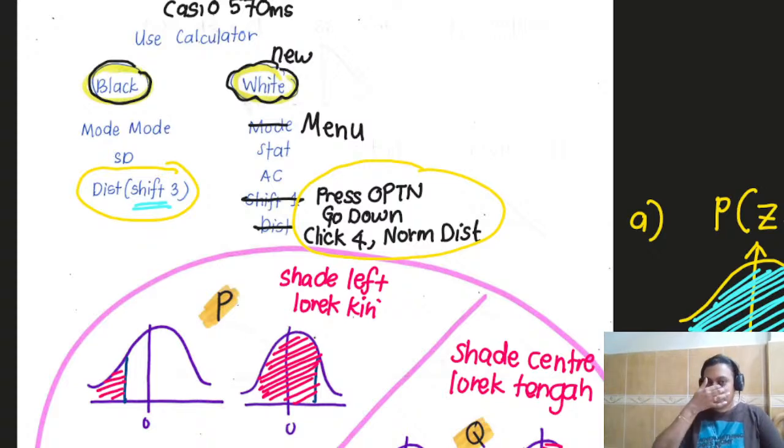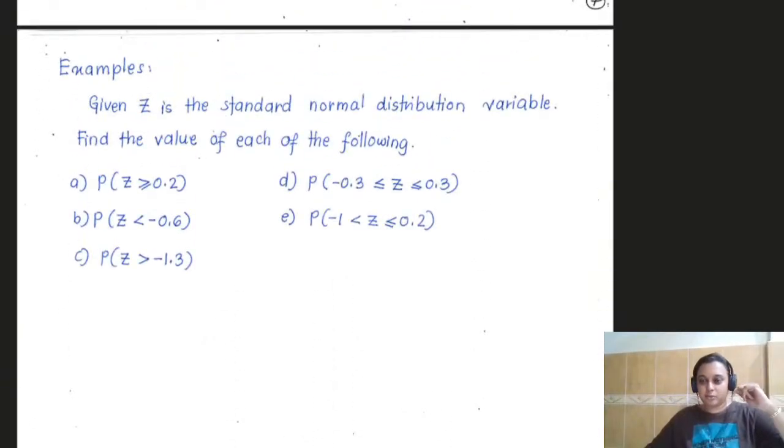Okay, so now we try some questions. I think the more we try questions, then you all will be clear with what's happening. Now we go back to the previous page. Kita pergi pada page sebelum ni. This question. Given Z, diberi Z, is a standard normal distribution. Find the value of each of the following. Cari nilai untuk setiap yang berikut.